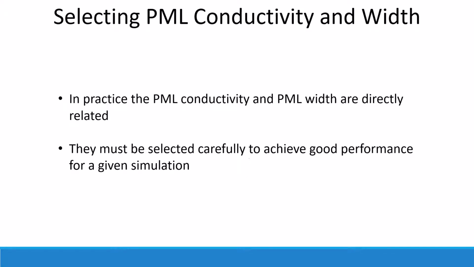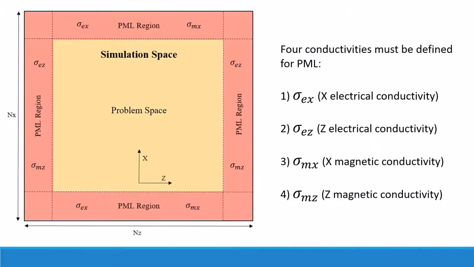So to quickly summarize here, we have the simulation space with the PML region and the various conductivities for each, so a magnetic and an electric in the X and Z, and the problem space bound by the PML regions.